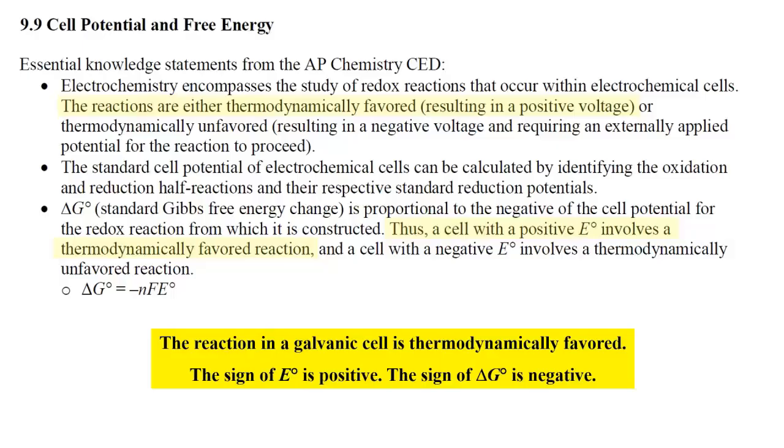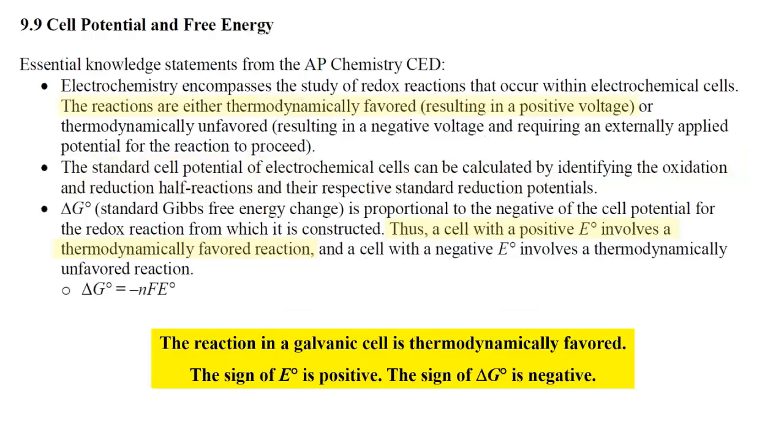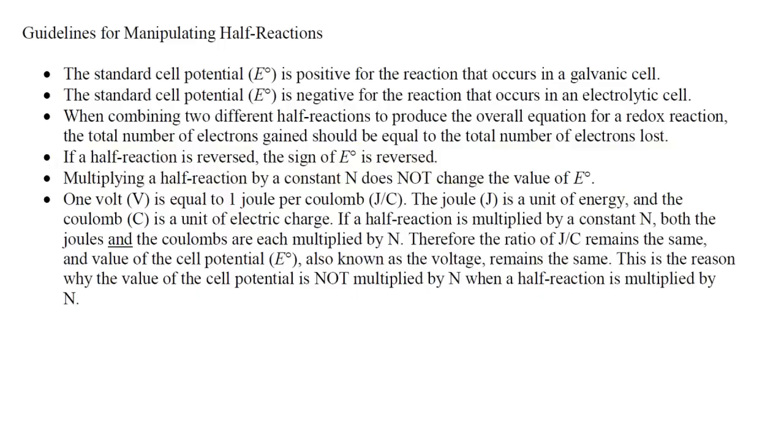You can see that last essential knowledge statement has an equation. Delta G equals negative n times F times E. That is definitely an equation we'll be using to answer question 2. Now, because all 4 choices listed in question 2 have a positive sign of cell potential and a negative delta G, we cannot eliminate any of the choices simply based on sign. So our next strategy is to use these guidelines for manipulating half reactions.